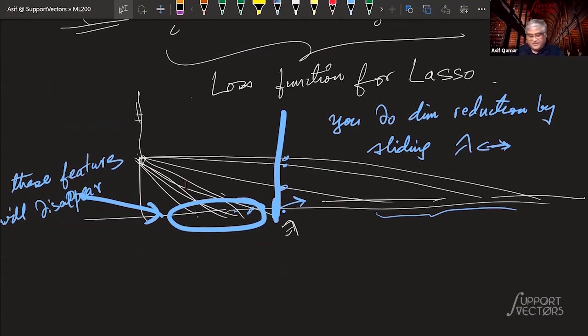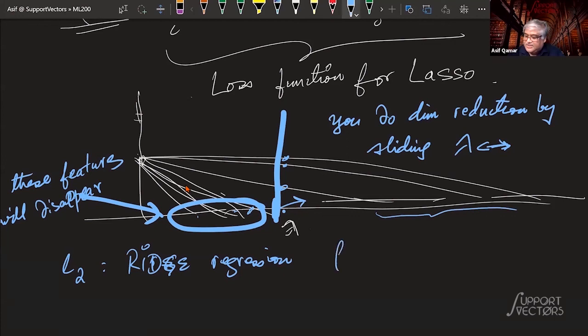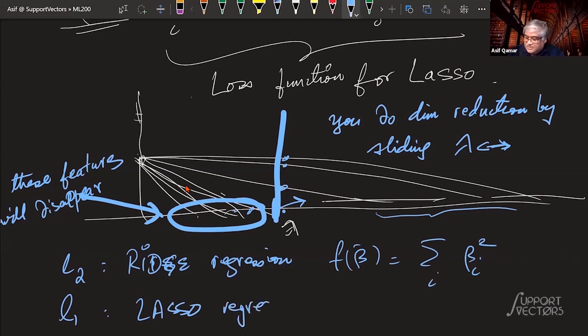So this is what happens. You have dimensionality reduction. We learned 2 methods. L2, which is more common, is ridge regression. It's been practiced for many years. Here, the constraint surface is the sum over beta i squared. L1 is lasso regression. If you want to use this, the constraint is the sum over the absolute value of beta i. Remember Manhattan distance, the unit circle of Manhattan distance.